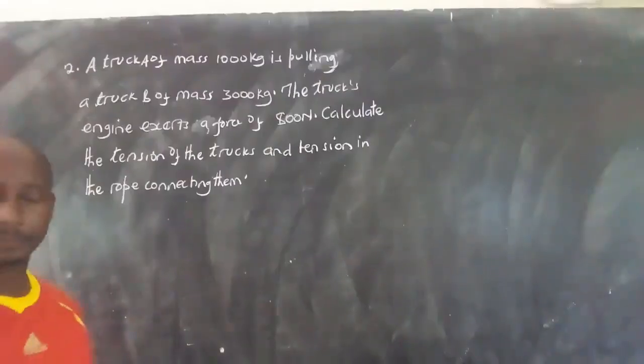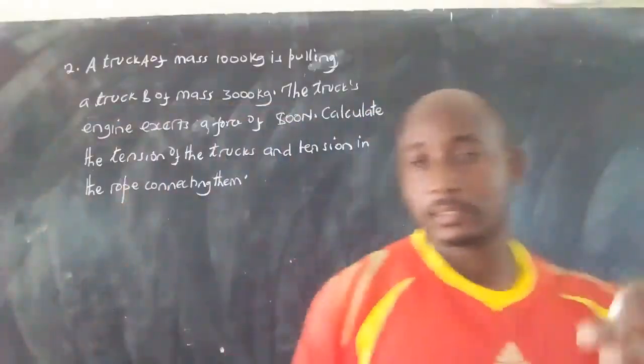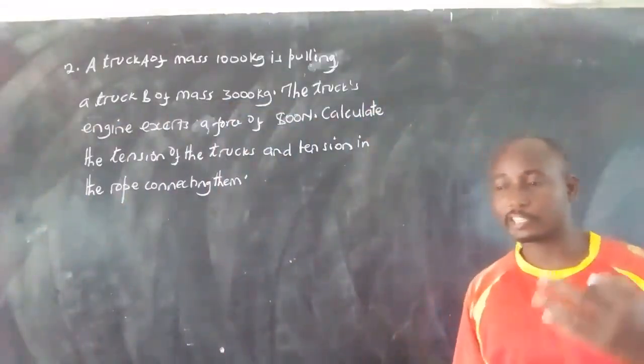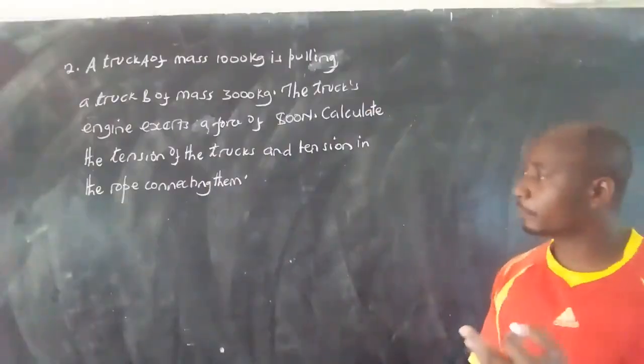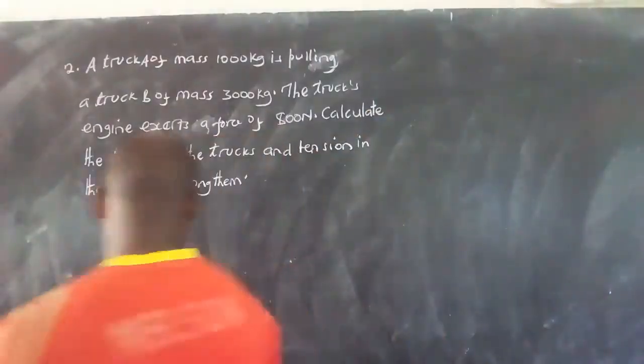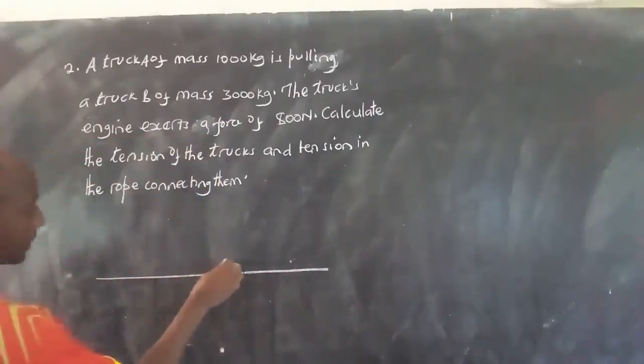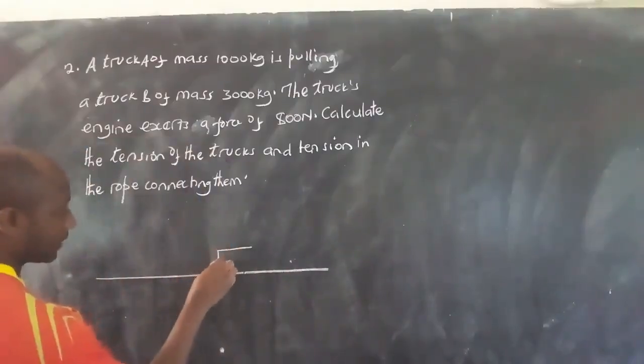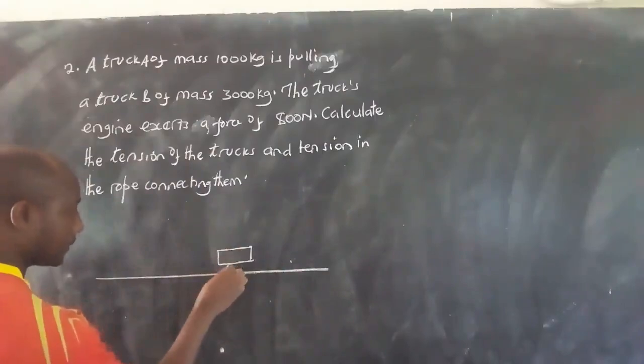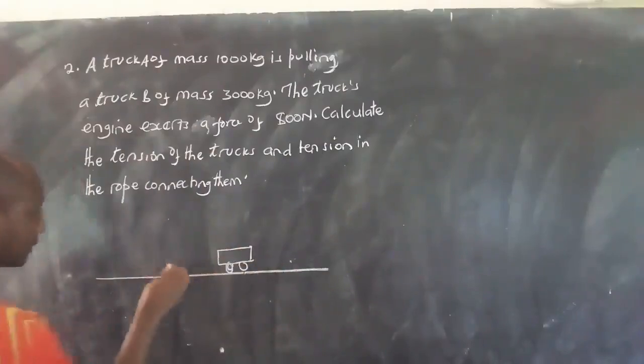So we have this one. These are trucks which are pulling each other. Now these trucks which are pulling each other, we have truck A and truck B. So let's say this is the road. This is one truck.